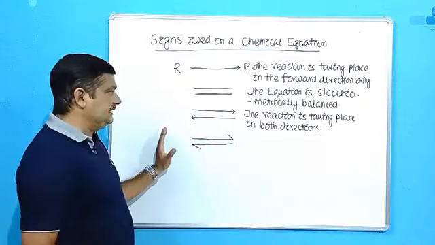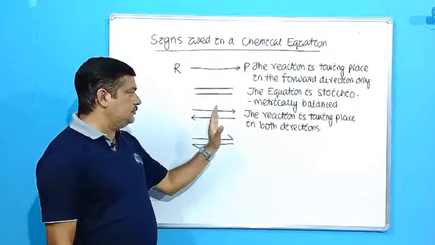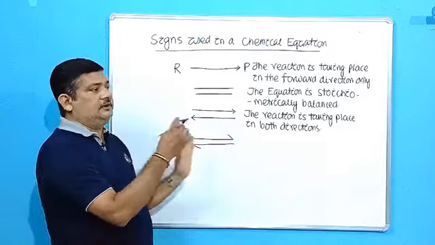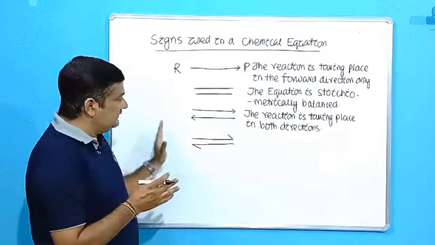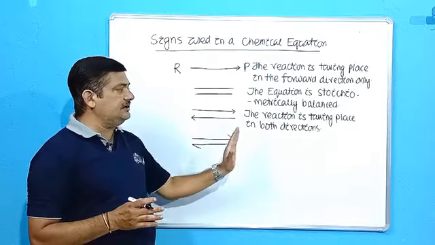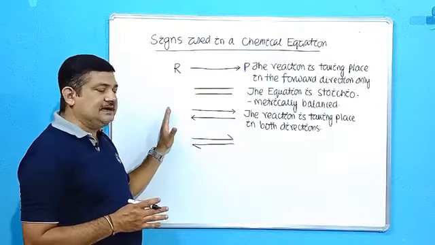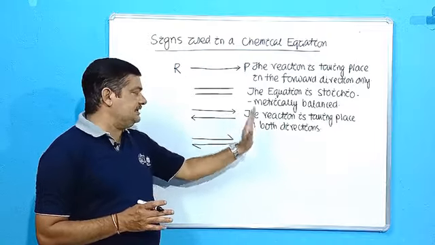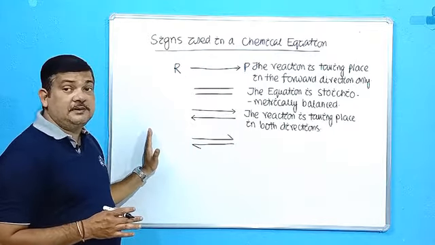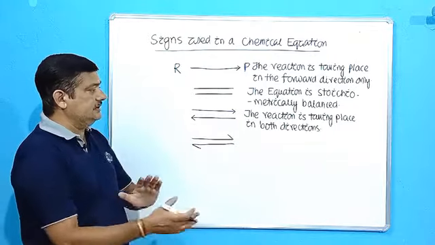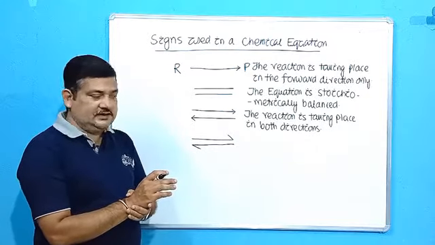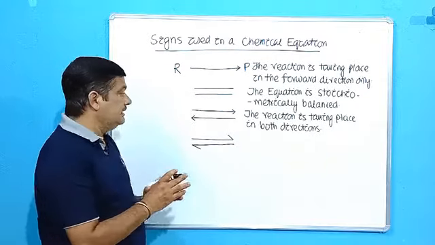That means the reactants react with each other to form the products. Again, the products become the reactants. They combine to give back the reactants. That means the reaction is proceeding or taking place in both directions. Again, products act as reactants. Again, they are giving back the reactants. So the reaction is taking place in both directions. So this is called a reversible reaction.